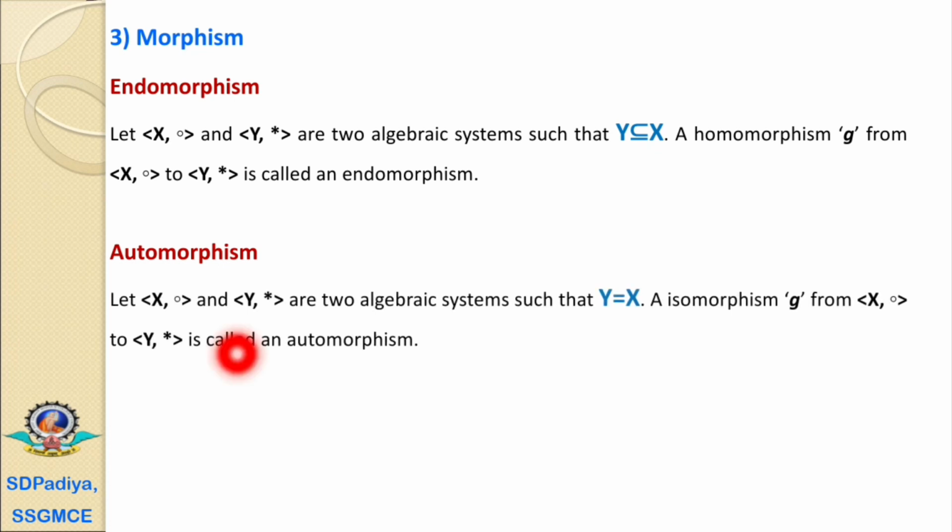The last is automorphism. Again we have two algebraic systems, X with the composition operation and Y with the multiplication operation, and Y equals X, meaning the two algebraic systems are exactly the same. A homomorphism G from the first algebraic system X to the second algebraic system Y is called an automorphism. These are the six types of morphisms.